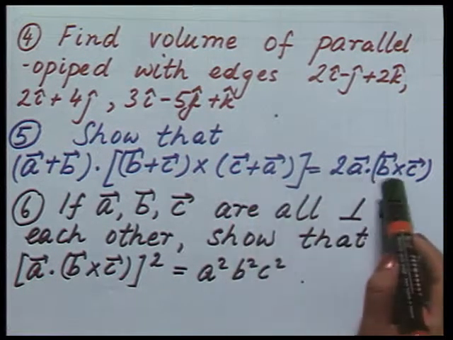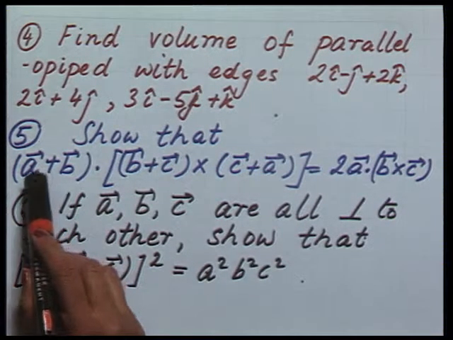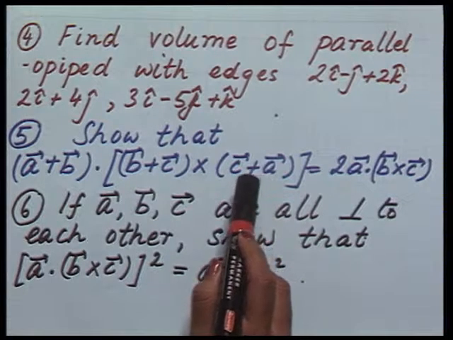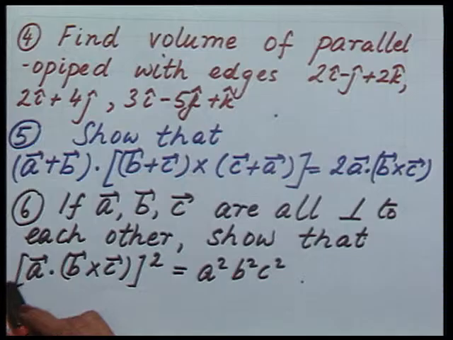When you simplify this, you will get 2A dot B cross C. Remember to use the fact that in a scalar triple product, if two vectors are the same, then the scalar triple product is 0.